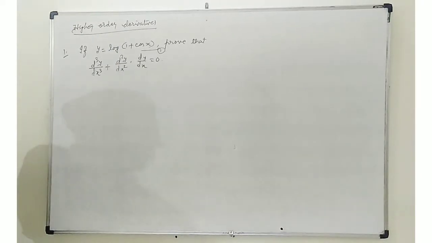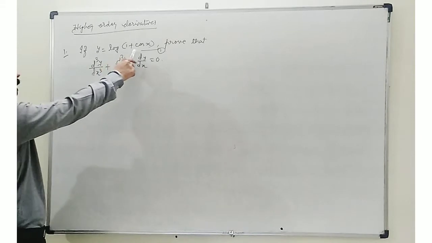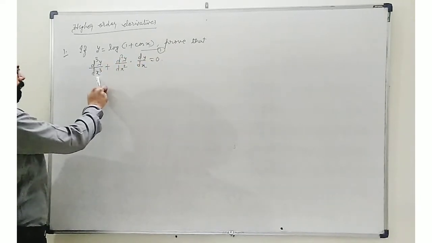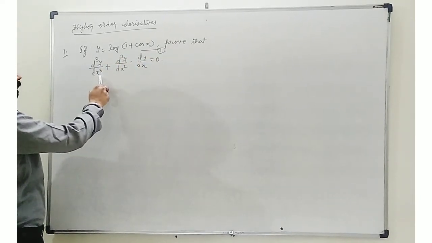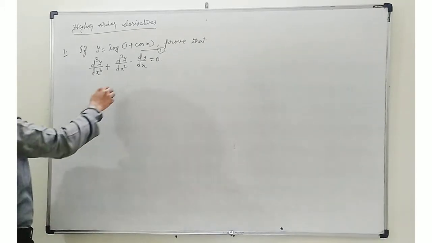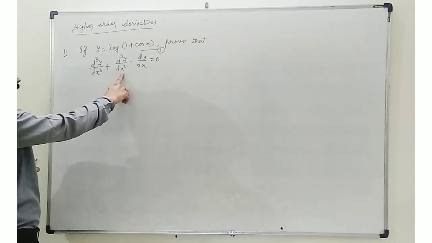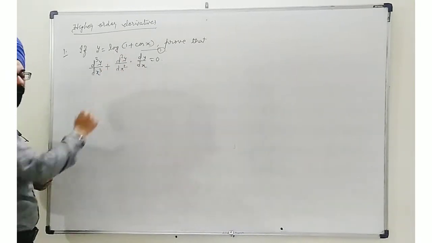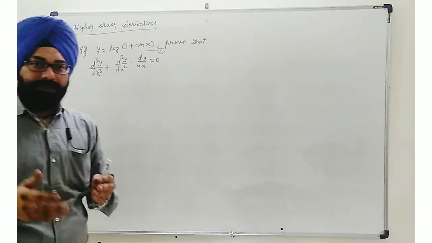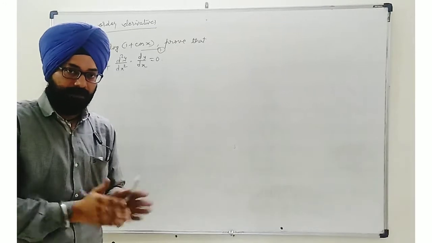So here we start. This question I have taken, for example, if y is equal to log of 1 plus cos x, prove that d cube y by dx cube plus d square y by dx square into dy by dx equal to 0. The simple thing which we have to see here, we need to find the values of this third order derivative, second order derivative and first order. Means simply we have to differentiate the given equation one time, two times, then three times, and after that we will put the value. The simple thing we can do with that.